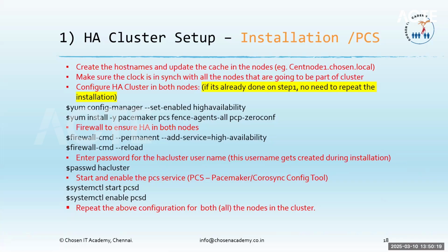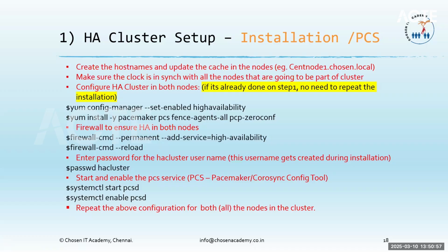Yeah, so firewall configuration is done. And then once we make this installation, this installation will create a username called hacluster by default. So the username gets created when we install this. So we will have to give a password for this username hacluster, using this command passwd hacluster. So that's the command to give the password for the username hacluster.